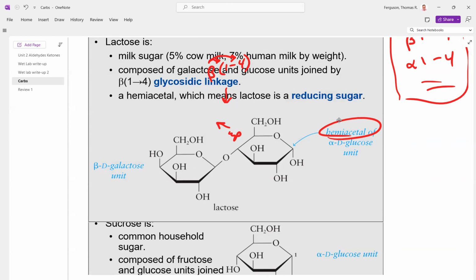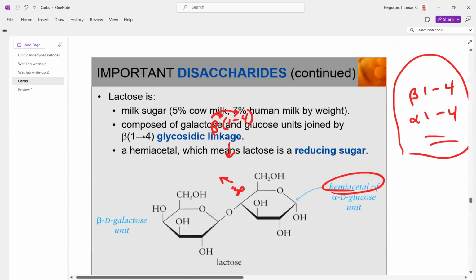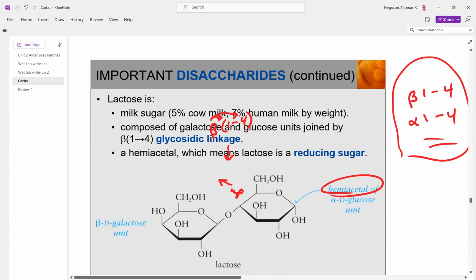So that's the second disaccharide you need to know. You're already learning the monosaccharide glucose, you're already learning the galactose monosaccharide. Just put them together with the correct linkage, and you have the disaccharide. So you're sort of learning a new one, but it's not too bad.